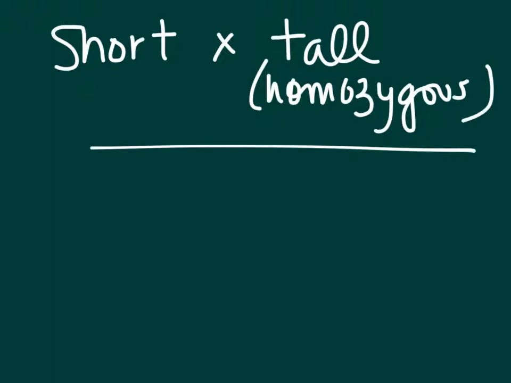If you were to allow a short pea plant to pollinate a tall pea plant that is homozygous, what are the two genotypes here? So what one goes with short? Small t. And which one goes with homozygous tall? Big T.